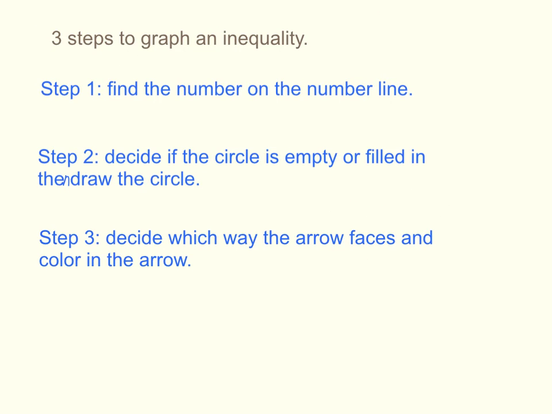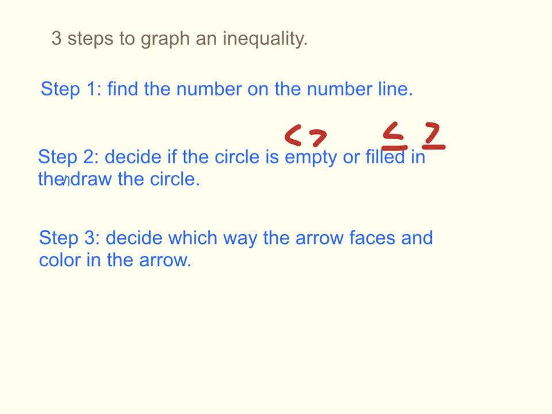Okay. Here's your 3 steps to write down in your notebook on the left side. Step 1, you're going to find the number on the number line. Step 2, decide, is the circle empty? And that's when you have these ones. Or is it filled in? And that's when it's these ones here. Okay? Then draw the circle. Step 3, decide which way the arrow faces and color in the arrow.